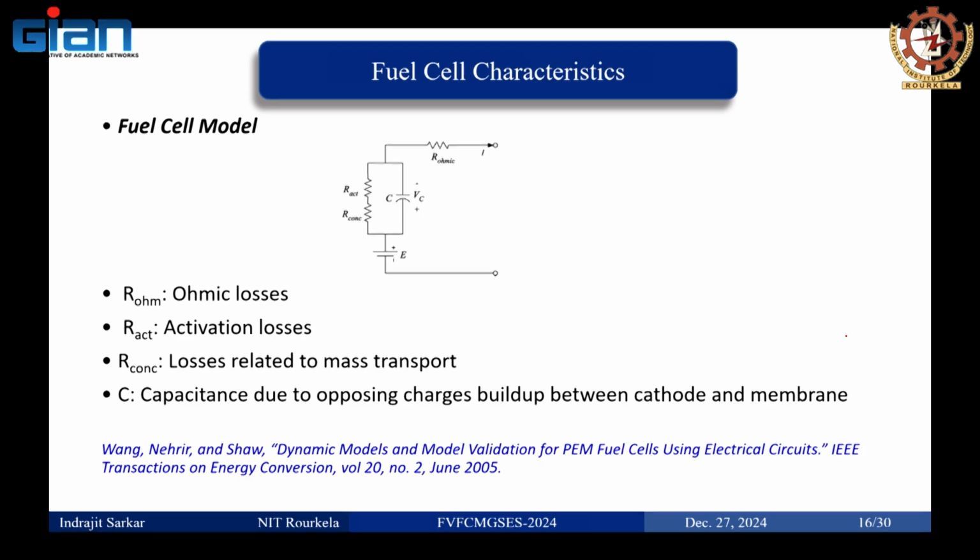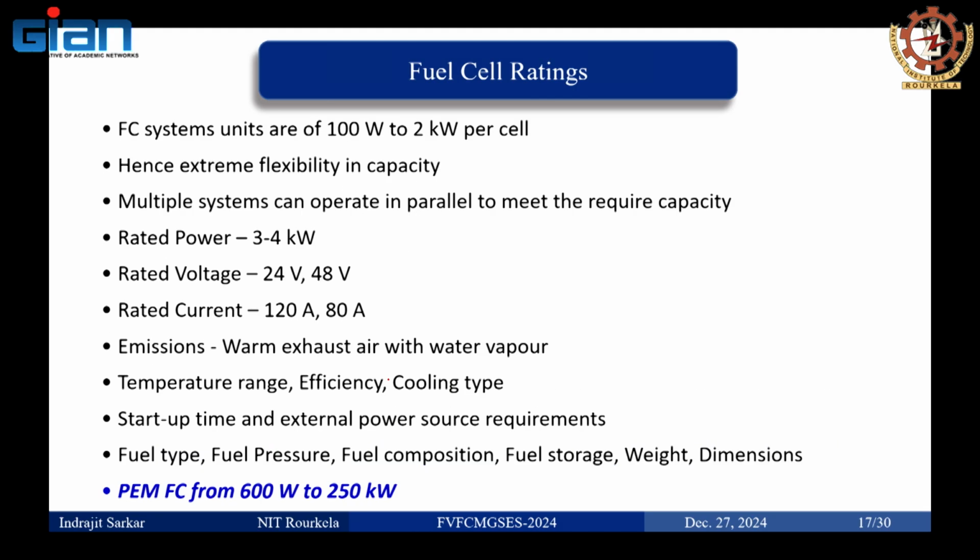This model may not be unique. This model is mentioned in this paper, and there could be several other models. You can also come up with your own model, so that it is as close as possible. The reason is that how we calculate this R activation loss, R ohmic loss, and the mass transport related loss, this measurement or estimation could be different in different methods. So that is why you can have n number of models.